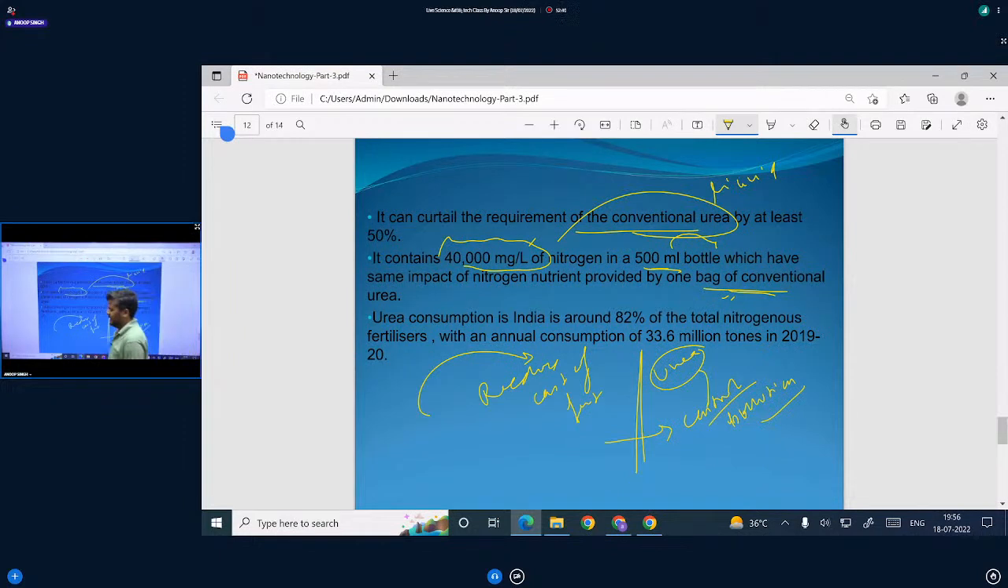Okay. Because with the help of this nanotechnology urea, the fertilizer, that is nanotechnology urea, will be used in a smaller amount. Got it? Automatically it will reduce the pollution.